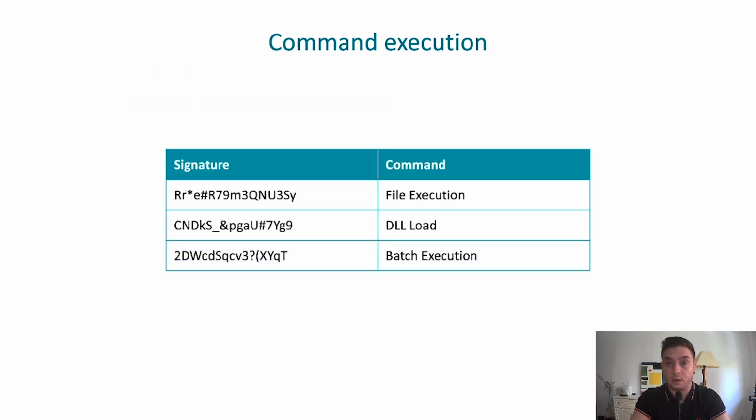There are three command signatures, which are the ones that you can see, which denote file execution, DLL load, and batch execution commands. Let's say that a control document contains the file execution signature. Right after the signature, there will be an artifact related to the command type. In regards to file execution, that artifact will be a PE executable, and Ramsay will actually execute this PE executable. Something similar happens for the other two commands, however a different artifact is leveraged instead.